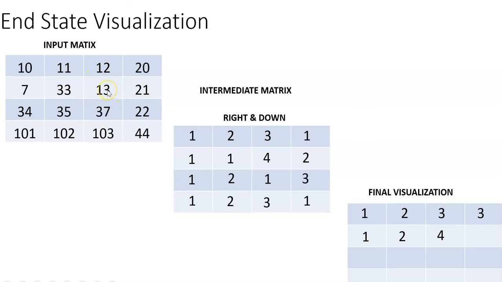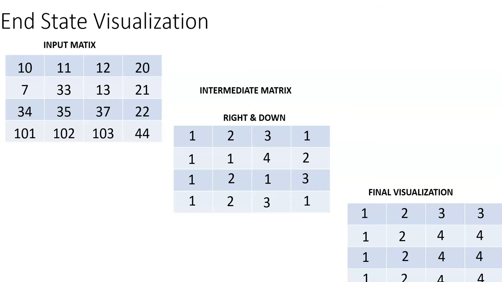10, 11, 12, 13 is there. Next round is going to be 34, 35, 37 is 4 again, because the longest path is 13. And then again 4. After that is 1, 2, 4 and 4.